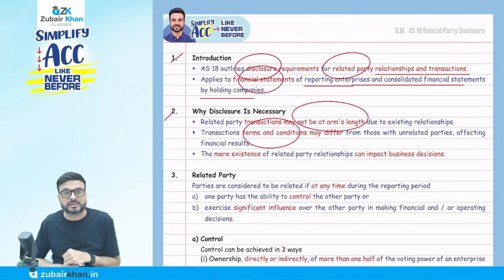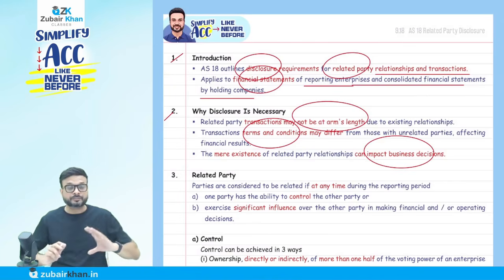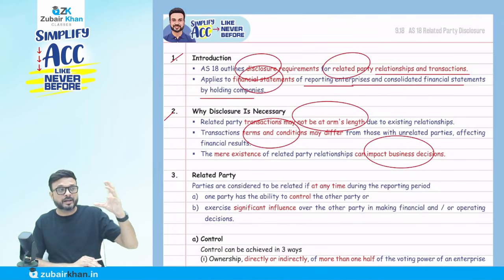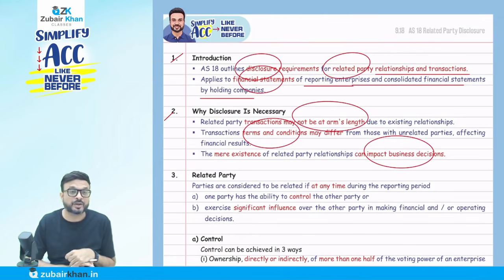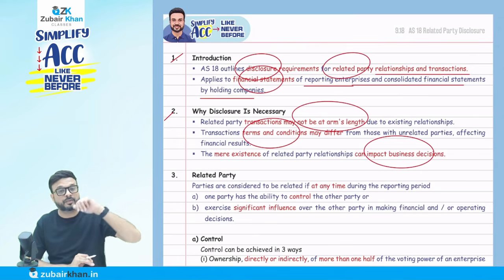Now, the mere existence of a related party relationship can impact business decisions. Suppose the company is run by Mr. A and his wife is an employee in the company, and they are giving her a heavy salary. Or it might happen that I want to purchase raw material from company B.